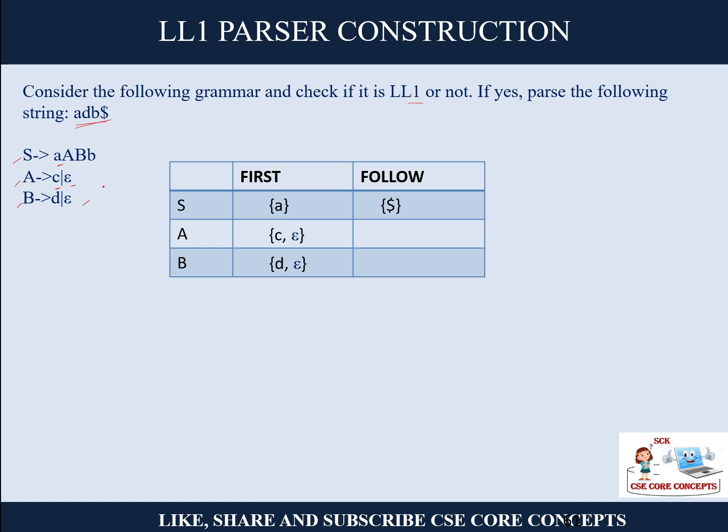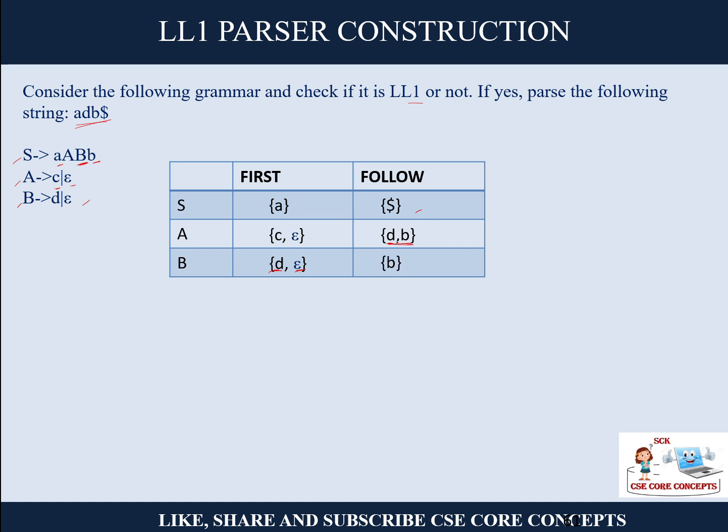So let us find out the follow sets. Since S is the start symbol, the follow of S is the dollar sign. Thereafter, for A, the follow of A is the first of B except the epsilon, since here it is B, that is a non-terminal. The first of B is d, so I am adding d to the follow of A. But here B can also be an epsilon, so in case B is an epsilon, then this small b will be the follow of A. So the follow of A is d and b.